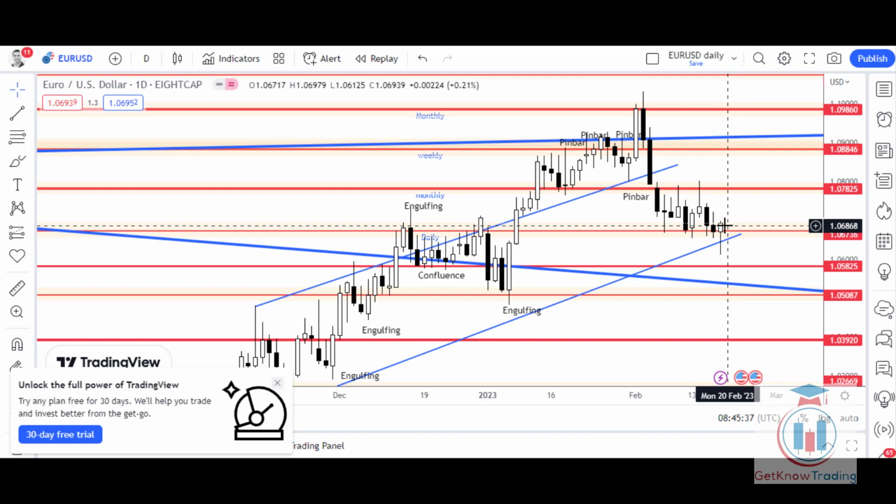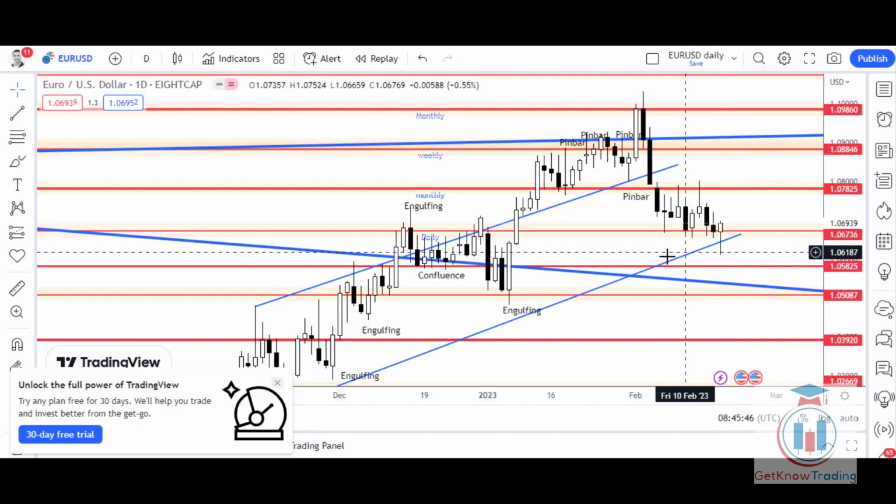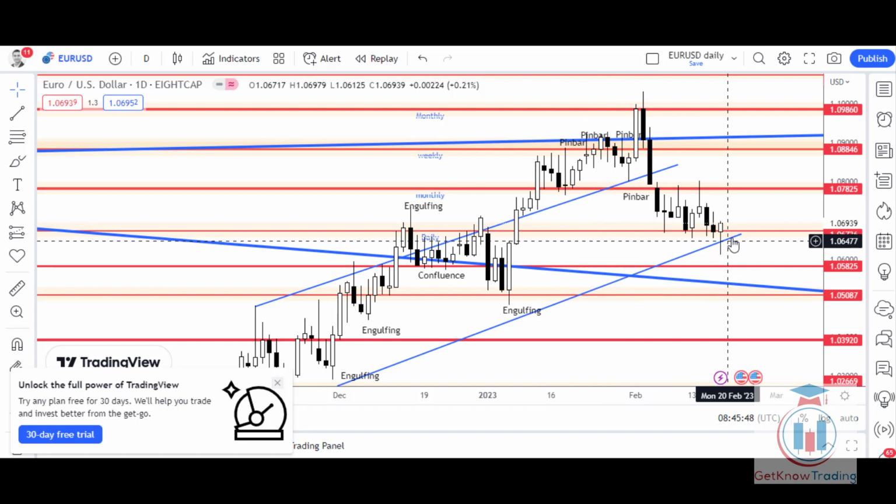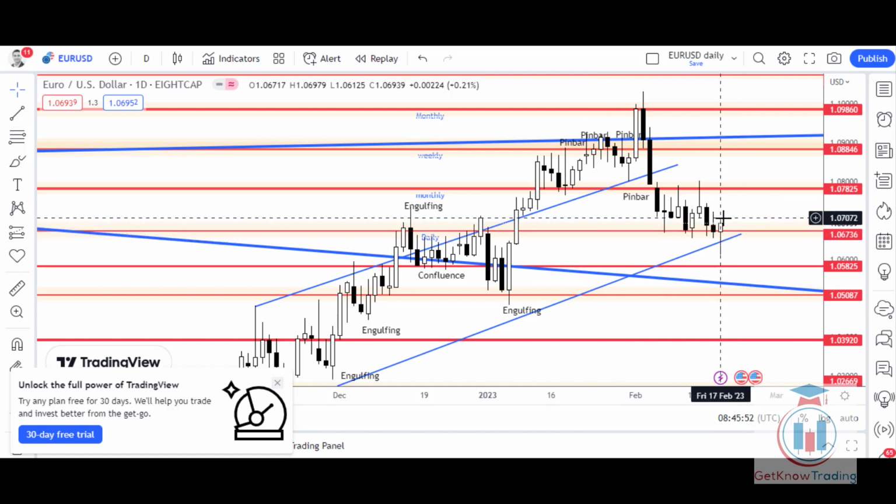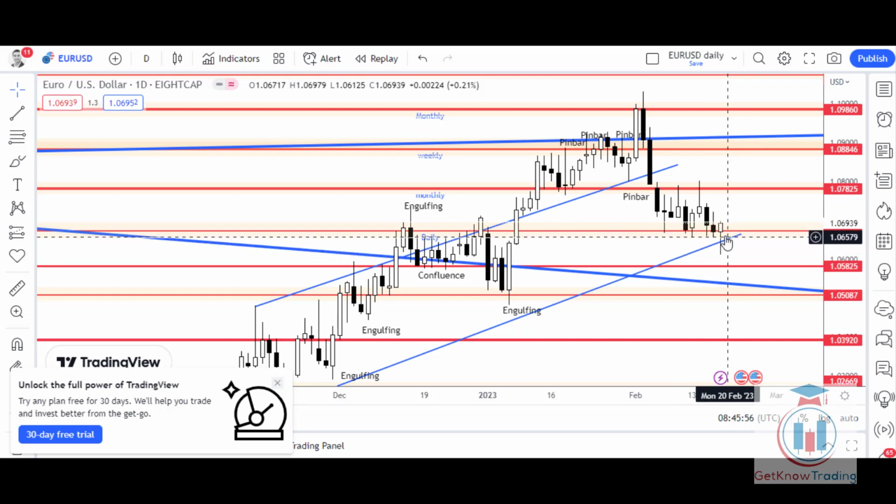On the Friday, we can see that the candle has formed a bullish pin bar right here on the demand zone, right here on the support level where this uptrend trend line is, which is also a good signal. This is a bullish pin bar, which is suggesting that the price will move up, and it is right on the precise position where the pin bar should be located. So this is a signal that the price will continue to move up.